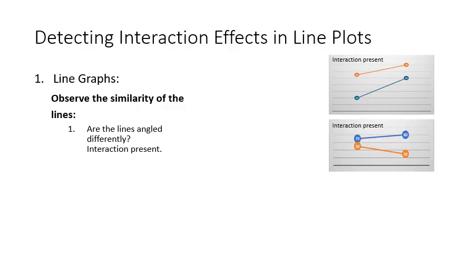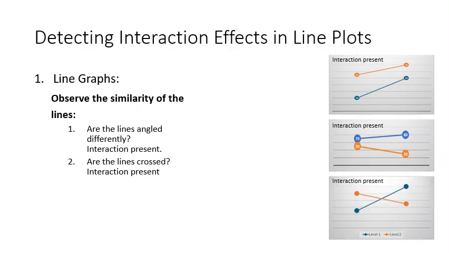Or in this example, really the angle difference is quite distinctive. There's definitely an interaction present here. We can also look to see if the lines are crossed, and if so, there's definitely an interaction. Like in this example, we can see that the effect is completely different depending on what level individuals are in.